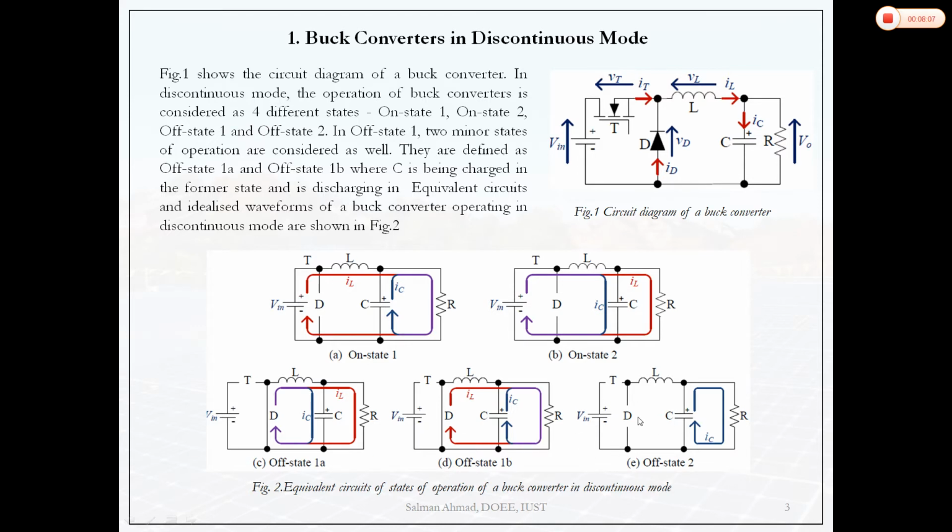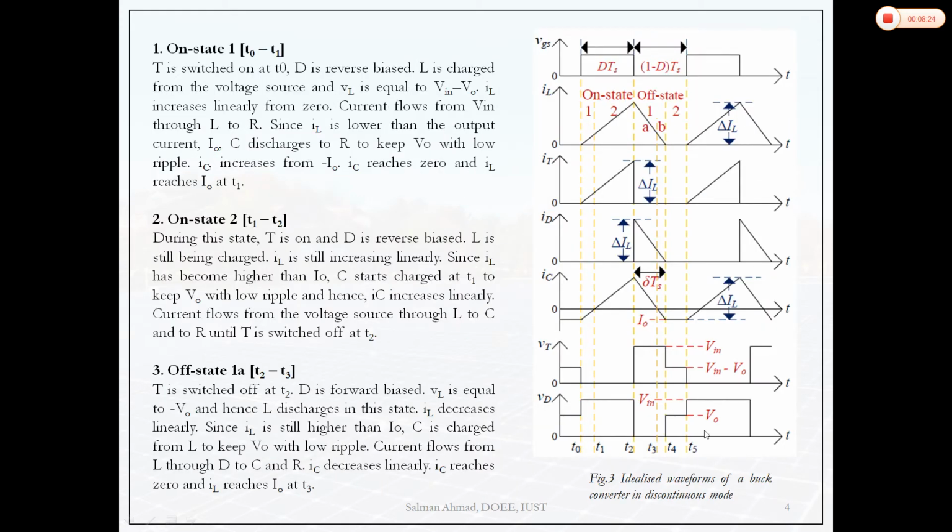But in this case, if we apply the KVL in this loop, since this current is 0, there is no drop here, so VT will be equal to V in minus V naught. So you can see that it is V in, then during off state 2 it becomes V in minus V naught because the current through the inductor becomes 0.